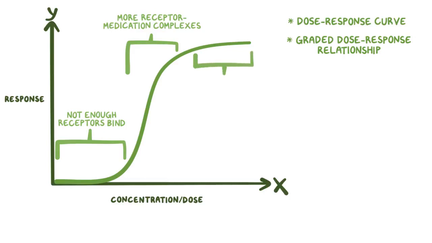Eventually, we reach a point where all of the receptors get occupied, so the curve starts to flatten out. This is where the maximum response or effect, abbreviated as Emax, is achieved, which is a measure of the medication's efficacy. Now, if we move to a point where 50% of the maximum effect is produced, the effective concentration of the medication producing this effect, known as EC50, marks its potency.